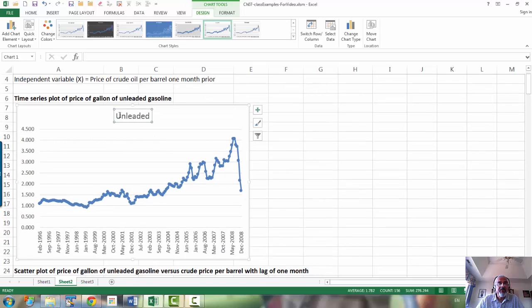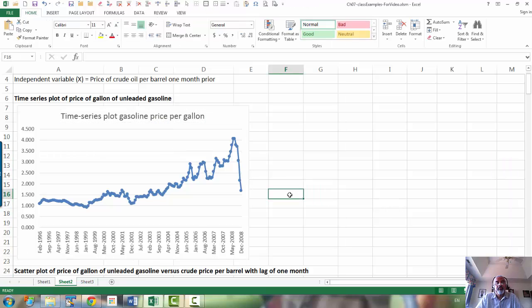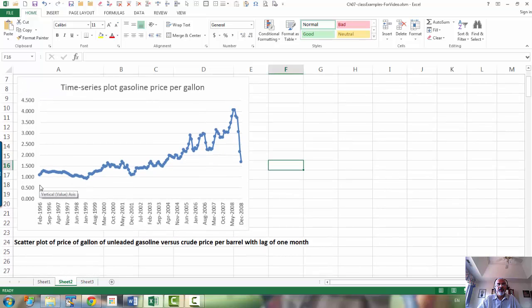Now this is the time series plot of gasoline price per gallon. You can see that over the time period the gas price slowly increases, but as we go towards 2007-2008, the variability is much larger. Here there's not a whole lot of variability, but there is a lot of variability here. That's one point that we need to note.